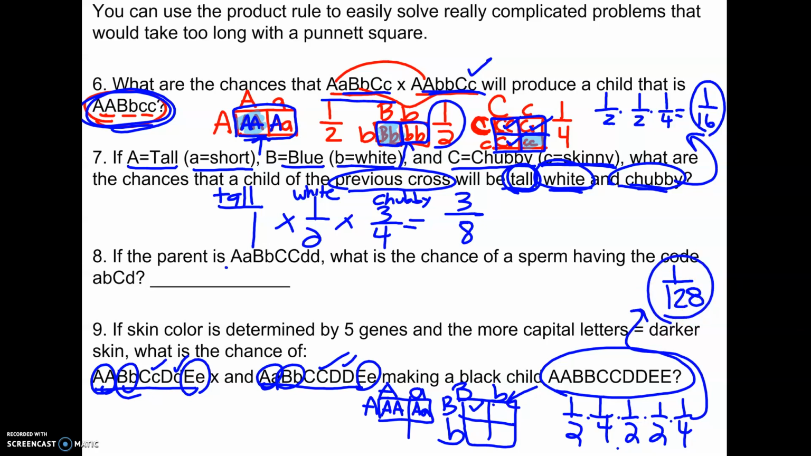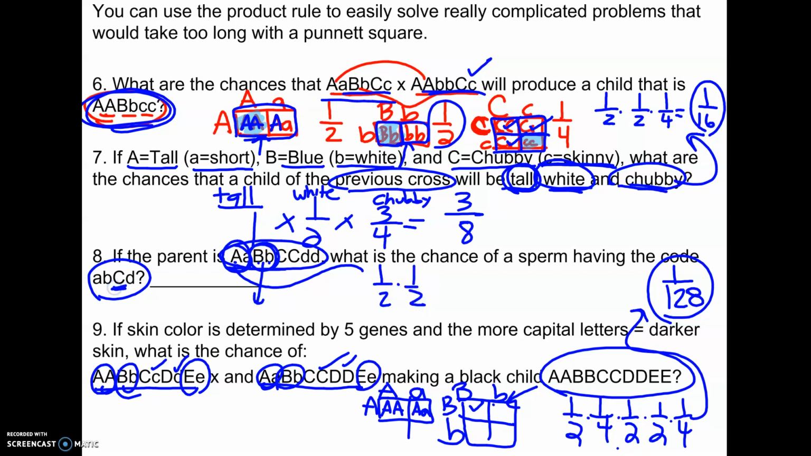Now, number 8 is different. Number 8, they just want to know the chances of making a sperm with the code little a, little b, big C, little d. This is not a cross, actually. So they're asking, in other words, what are the chances this parent is going to give little a? Well, they have big A and little a. The chance of giving little a is 1 out of 2. What are the chances it's going to donate a little b? Well, it has big B and little b. It's a 50-50, 1 out of 2.